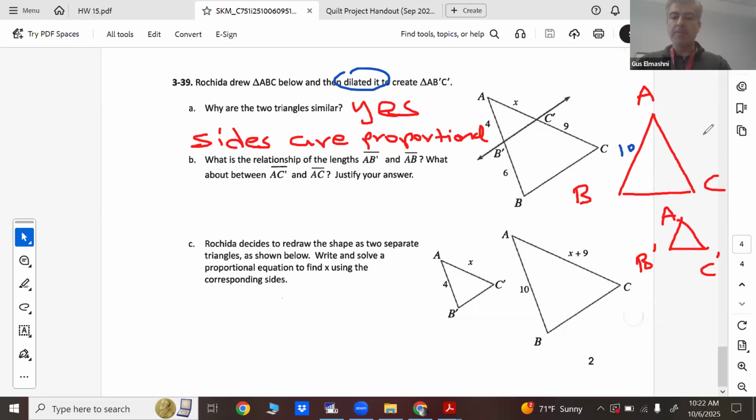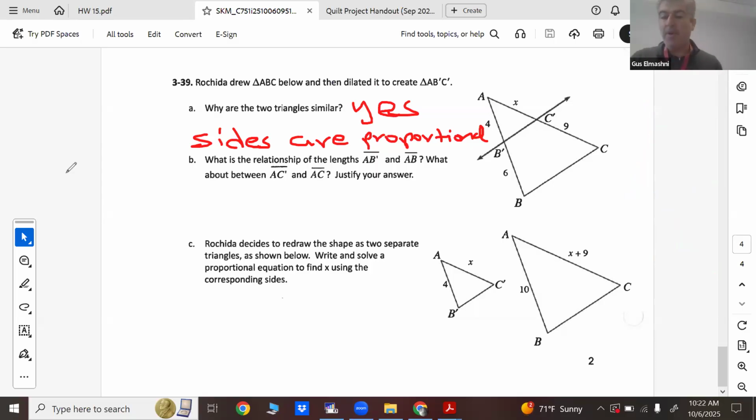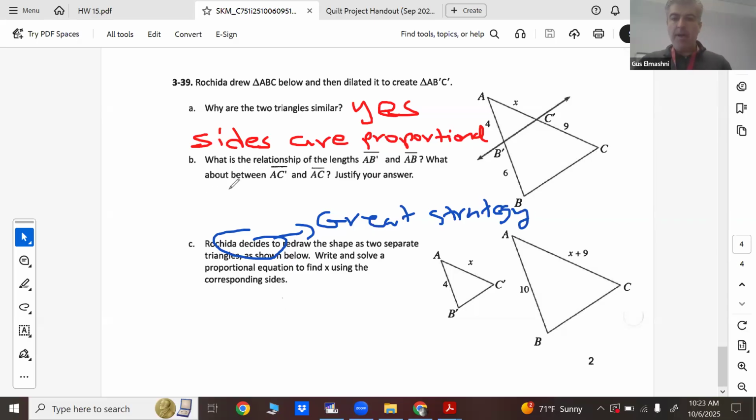But yeah, good observation. Okay, why did I redraw it? It's already redrawn for us. That was dumb, sorry, it was redrawn below. Yes, that's a good idea to redraw as two separate shapes. That's a great strategy, because it really helps you see the corresponding sides more clearly, just like I reoriented the triangle on the previous page. So what's the relation between AB' and AB and AC? They're going to be proportional again.